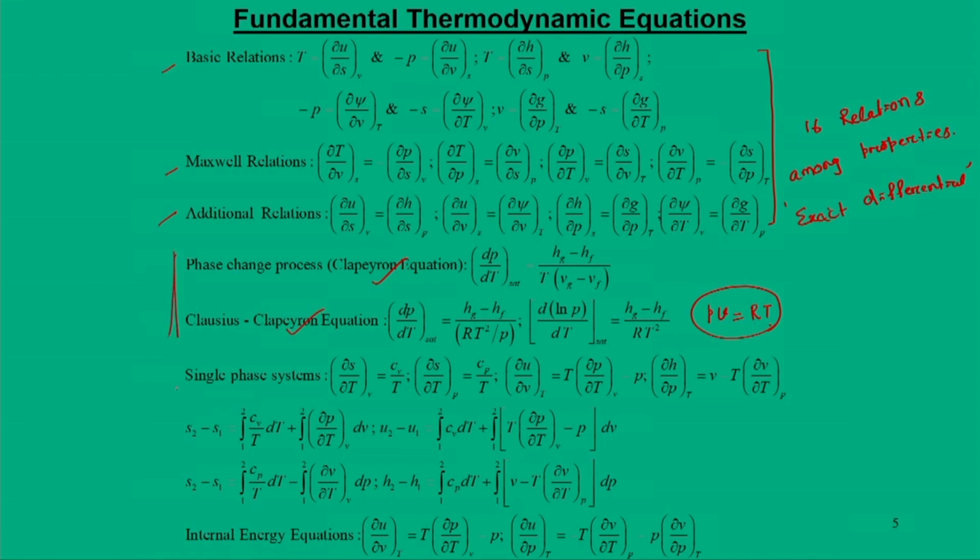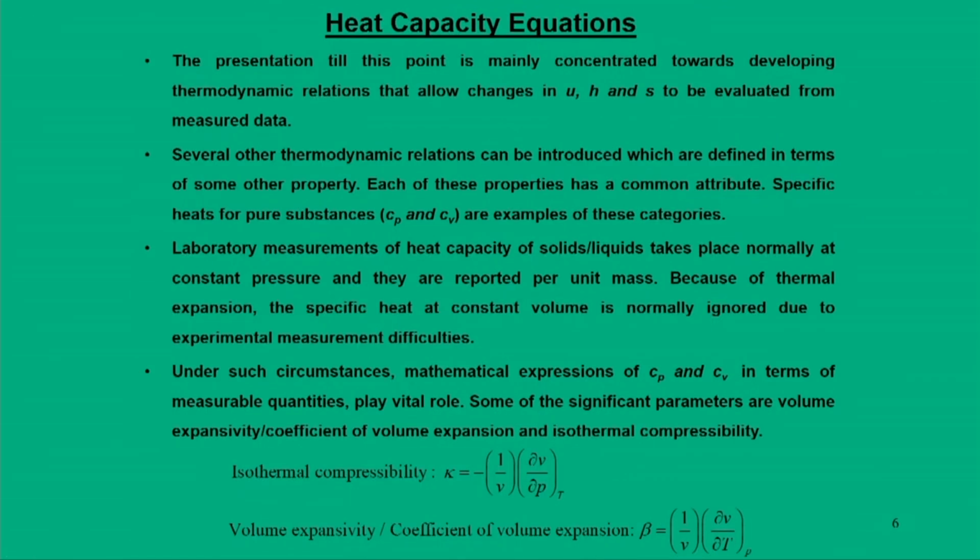Now, for single phase systems, we derived the relations mainly for the specific heat at constant volume and specific heat at constant pressure as a function of entropy and internal energy, and we also found the internal energy equations from these relations. Now, let us understand the next important segment, which is the heat capacity equations.